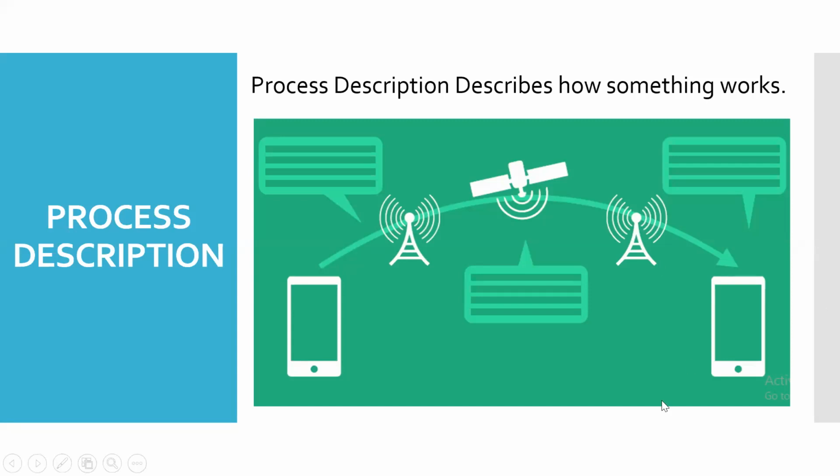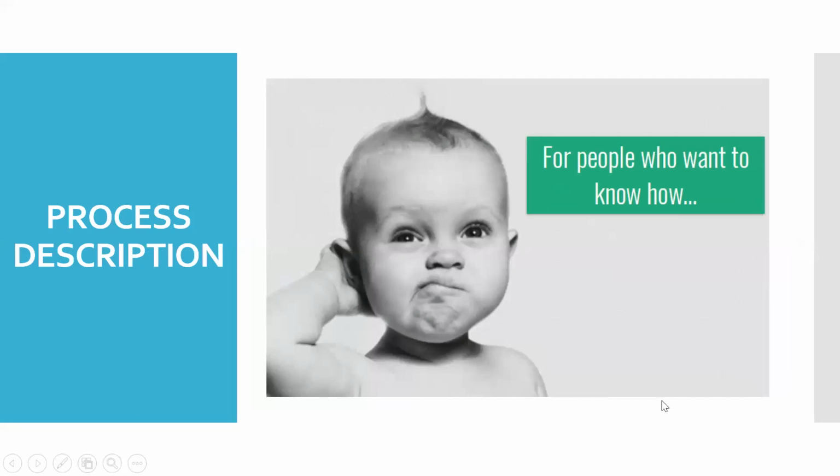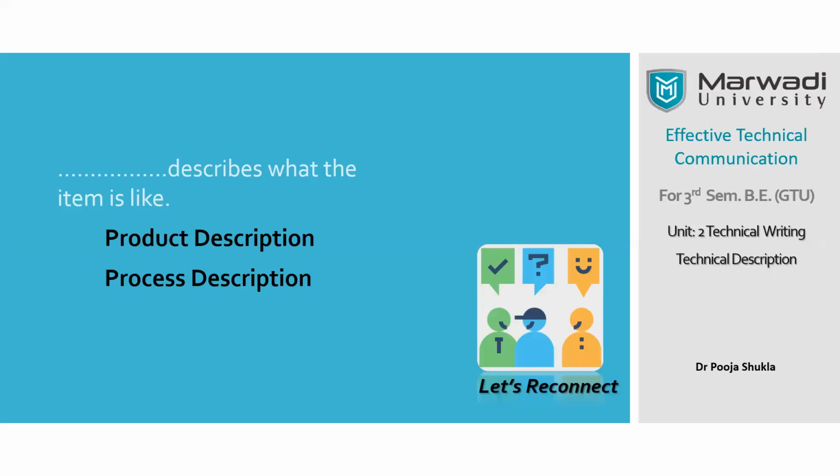Now, process description is for people who want to know how. Remember, product description is for the people who want to use the product. Process description is for people who want to know how things work. In product description, you are supposed to describe products or items. In process description, you have to describe a process.